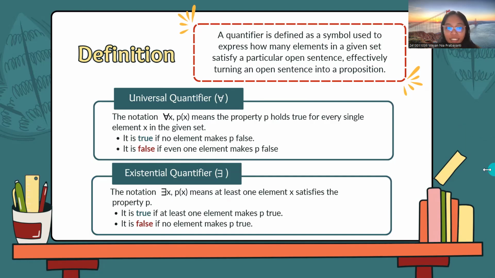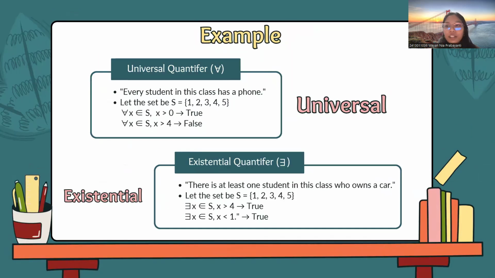So for the example, okay, let's take a look at the easy example. For the universal quantifier: every student in this class has a phone. So it is universal for everyone. And the next is the existential quantifier: there is at least one student in the class who owns a car. So this is existential because it is not for everyone, but we have at least one student in that class who owns a car.